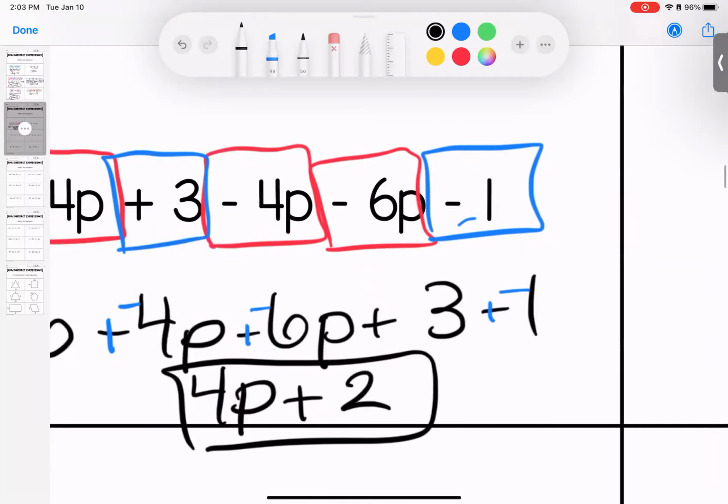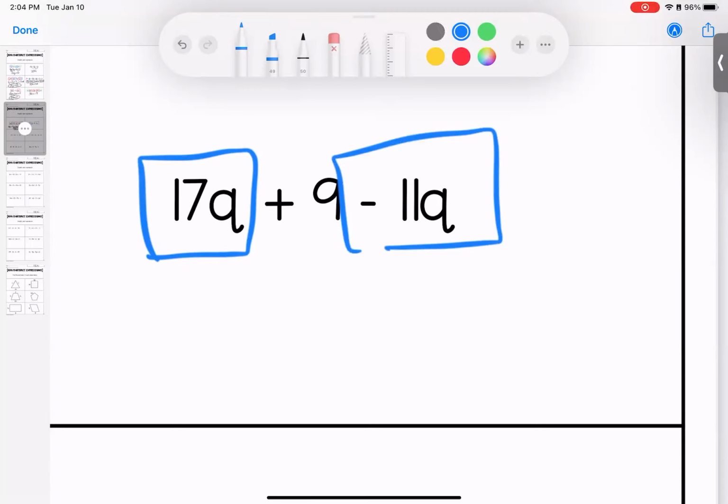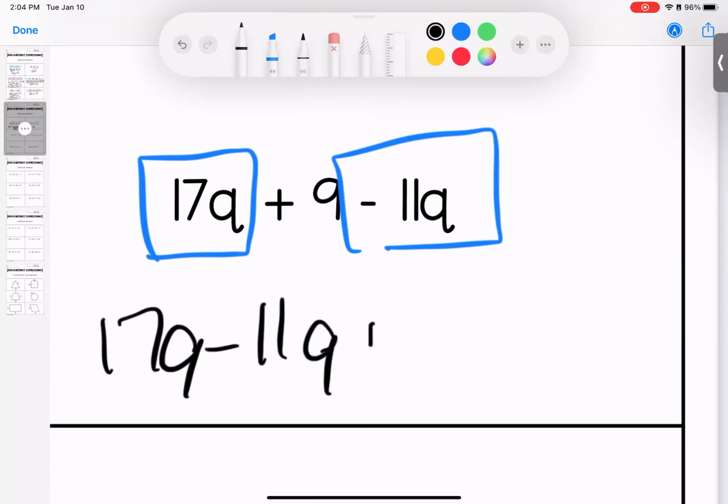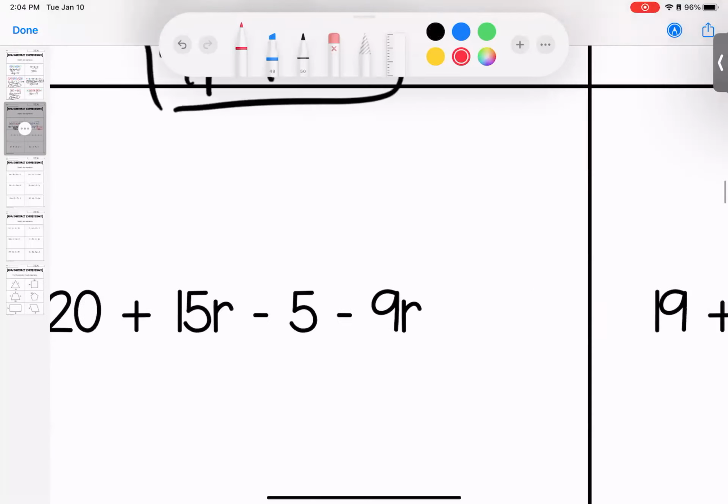4P plus 2. Over here, 17Q, negative 11Q. Rewrite 17Q minus 11Q plus 9. Keep, change, change. 17 minus 11 is 6Q. Add the 9, 6Q plus 9.